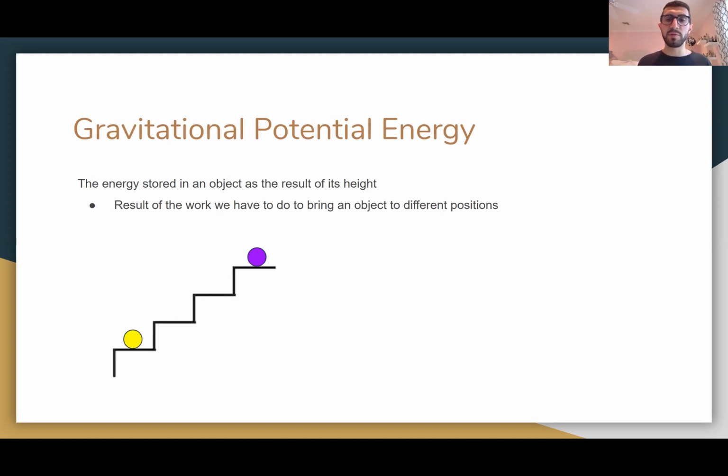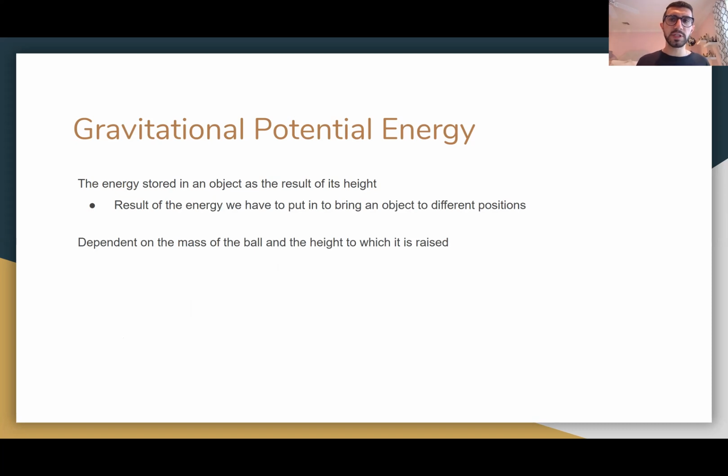And if we remove the staircase, if it just suddenly disappeared, those balls would fall to the ground. And we would be able to get that potential energy back. So the gravitational potential energy is dependent on the mass of the object and the height to which it's raised. So we have the potential energy of gravity is equal to the mass of the object times g, which on Earth is 10 meters per second squared, and the height to which it is raised.